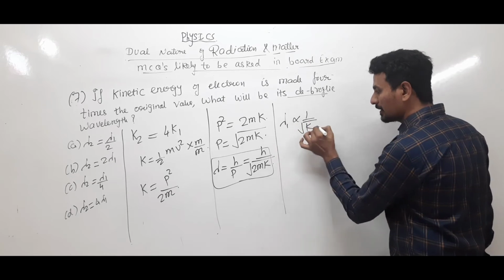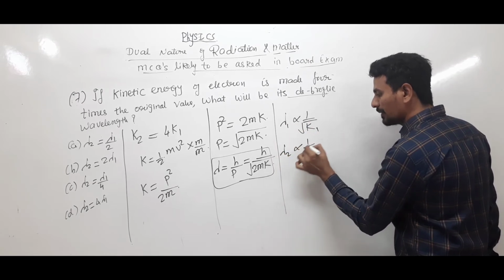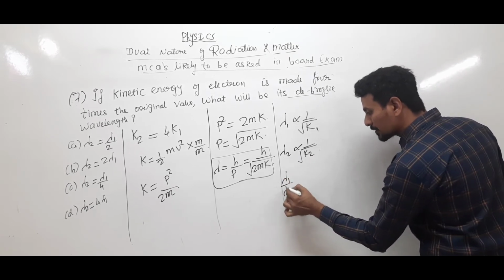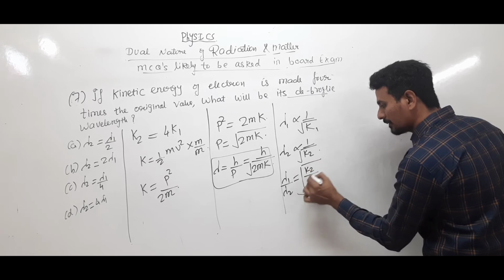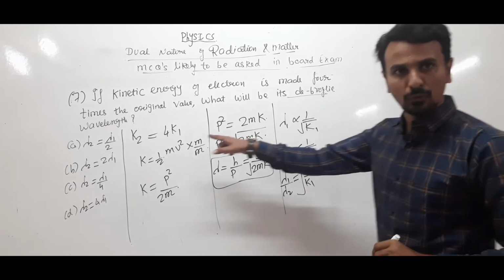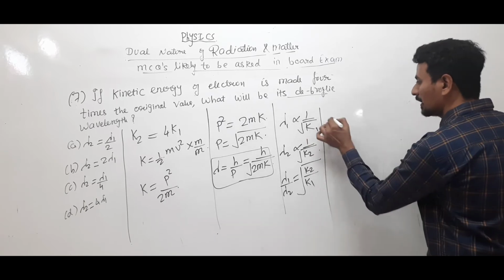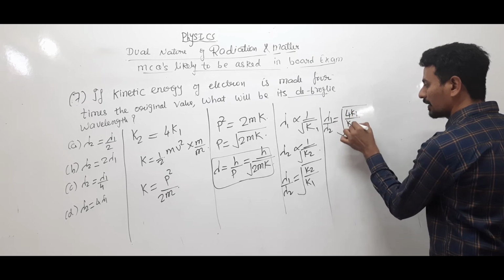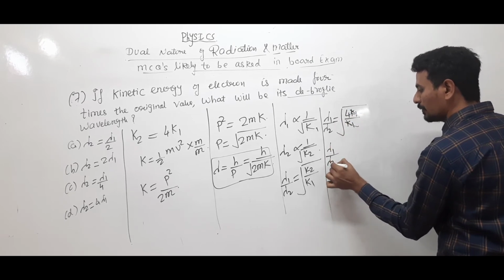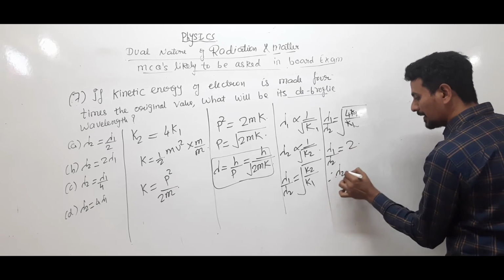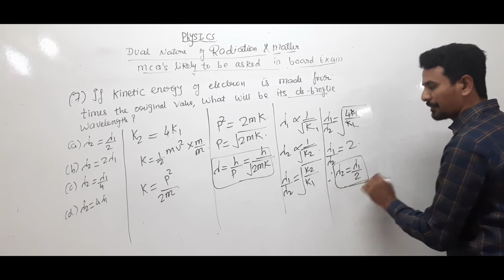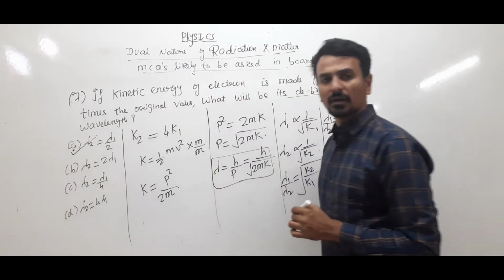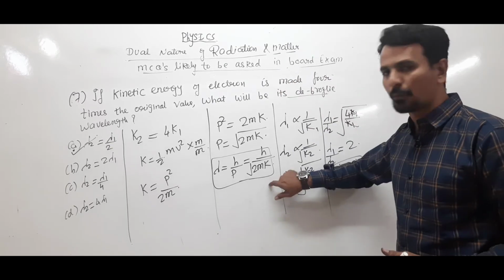See this way, lambda 1 is proportional to 1 by root of K1, lambda 2 to 1 by root of K2. Taking the ratio, lambda 1 upon lambda 2 is equal to root of K2 by K1, provided K2 is 4 times K1. On substituting, lambda 1 by lambda 2 is equal to root of 4K1 upon K1, so lambda 1 upon lambda 2 is equal to 2. Therefore, the new wavelength will be half of the original one. So lambda 2 is lambda 1 upon 2. That means A is the correct option. Clear? Fine. This formula is important.